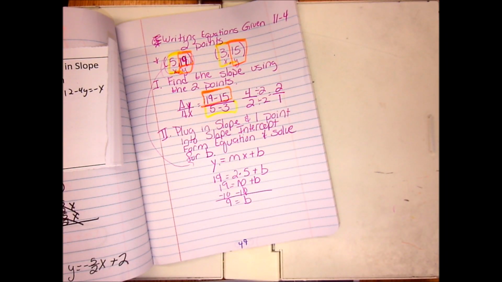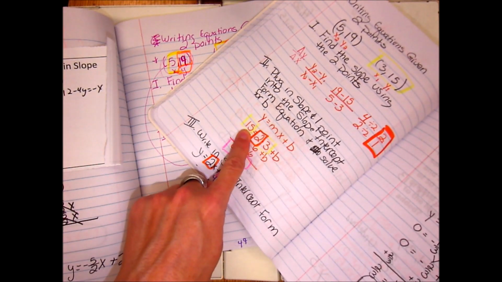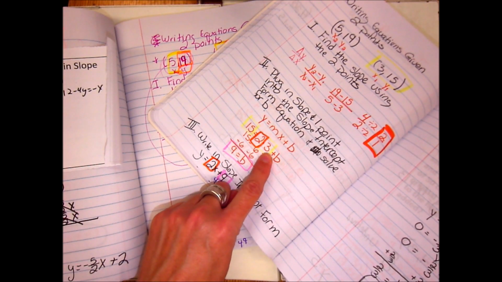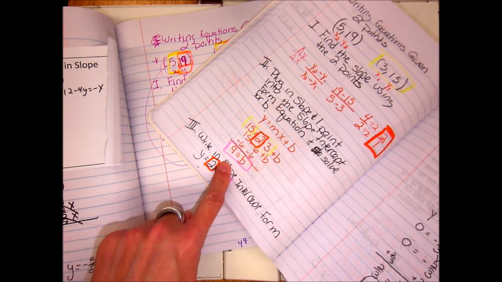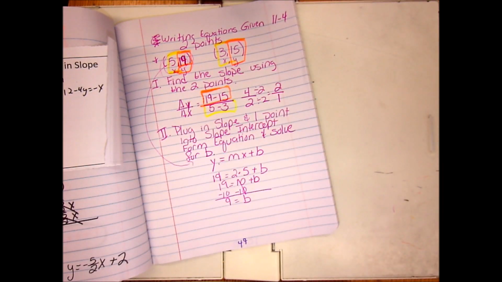If we had plugged in the 3 and the 15, actually last year my class picked 3 and 15, you can see I plugged in the 15 and the 3, and I still got a b of 9. So it doesn't matter which point we pick. We are going to get the same y-intercept.